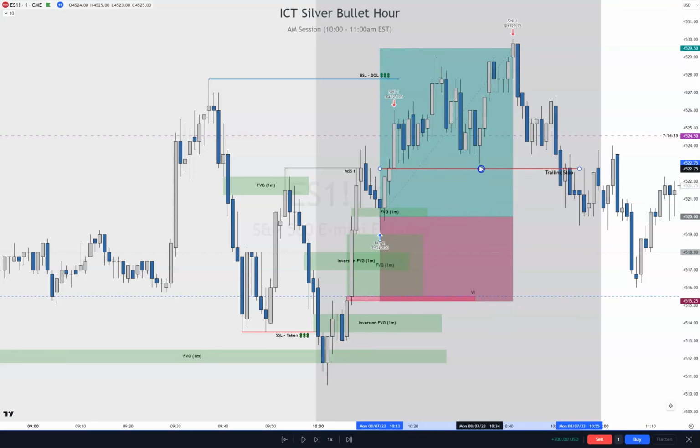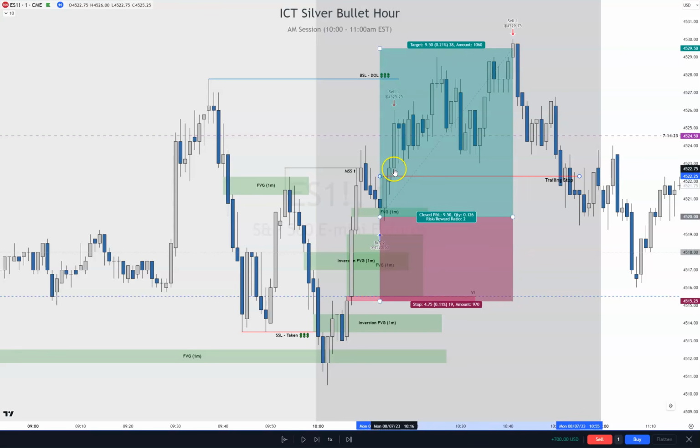So you've got to look at your PD arrays. This is a fair value gap right here. I wouldn't want to see that being disrespected, just like this fair value gap here, which got disrespected. So I'm watching how price is going. So we'll see, this is a bullish volume imbalance right here.